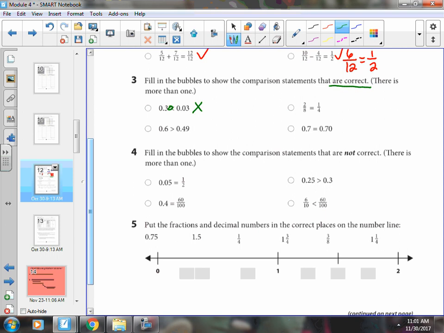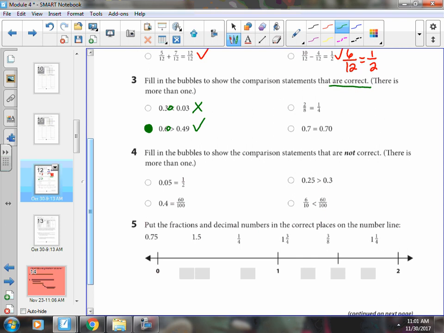The one right below that, again, I'm going to make them both go up to the hundredths place. So what's bigger, 60 hundredths or 49 hundredths, or 60 cents or 49 cents? Yeah, 60 cents is bigger. So that one is correct. And again, I'm looking for the correct ones. There might be more than one, so let's keep going.